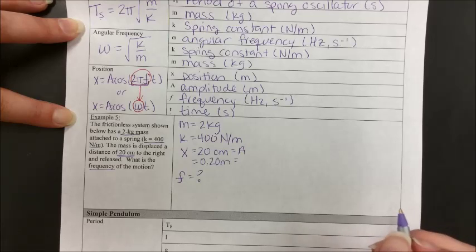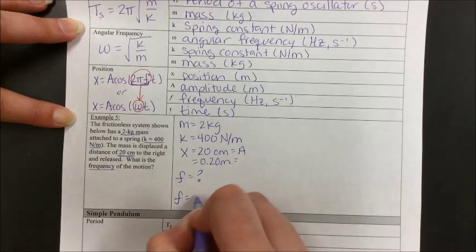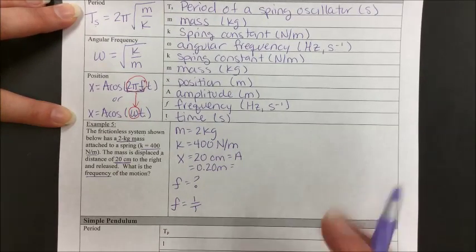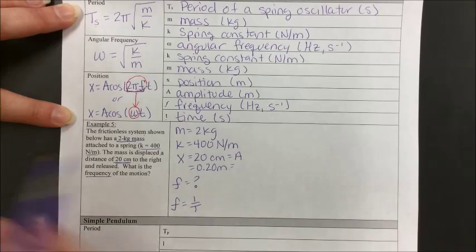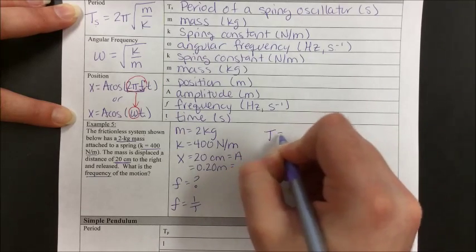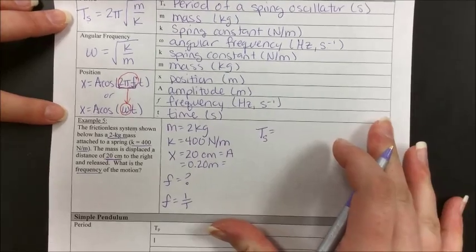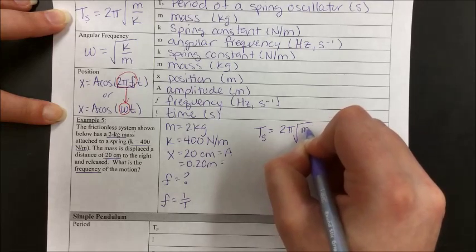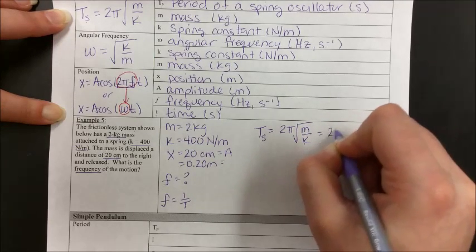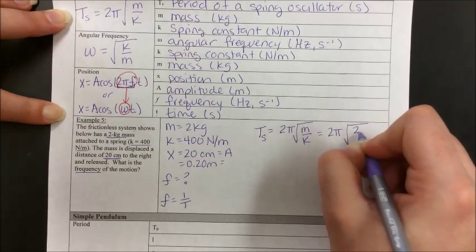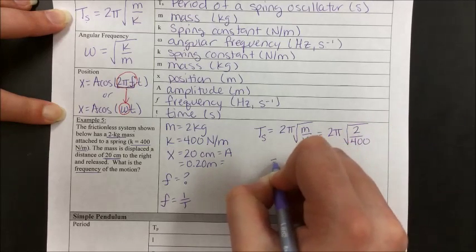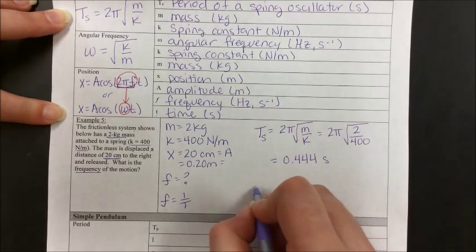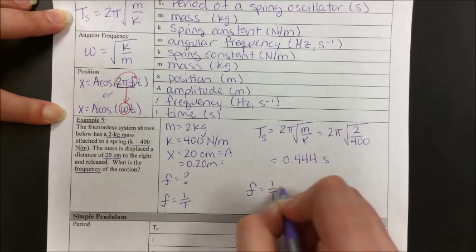Now remember that frequency and period are inversely related. And so we can take our formula and flip it over or inverse it or solve for period and then inverse, however you would like to solve it. So we're going to find the period of the spring using the formula we just wrote. And then plug in. And when we find our period, we get 0.444 seconds. And then to find the frequency, we want to take the inverse of that.